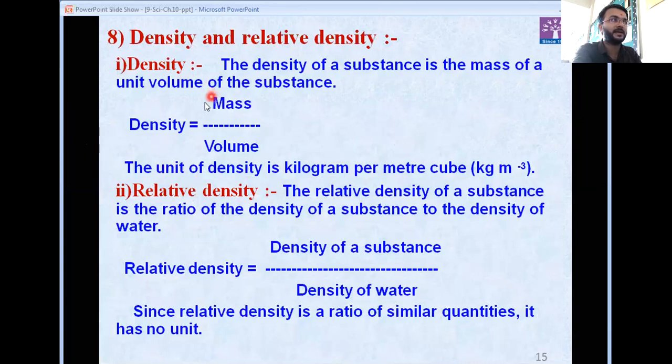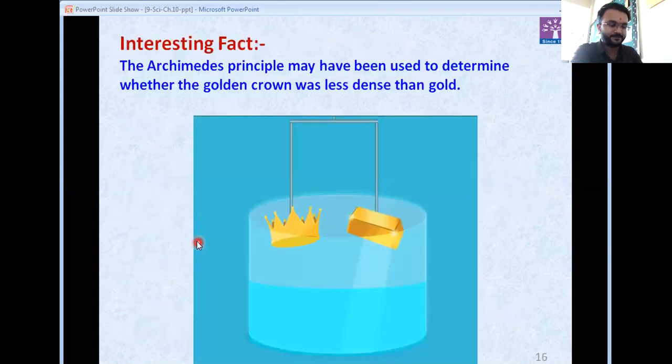Yes, density, as I told you, is mass upon volume, and mass is measured in kilogram. Volume means area into one dimensional length, or we can say L into B into H. In short, meter to the power 3 will come. So kilogram upon meter cube. And relative density means density of a substance upon density of water. So this ratio is known as relative density. Dear students, please learn these formulas. These are extremely useful in many numericals.